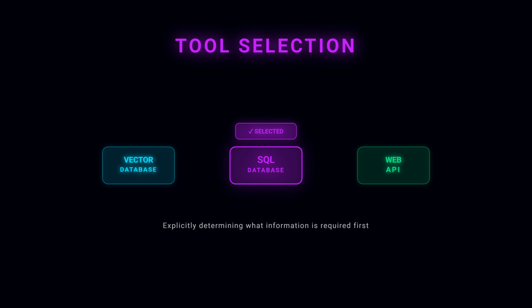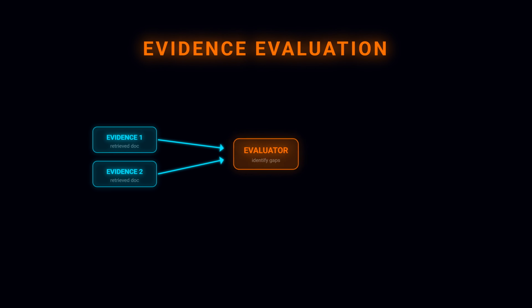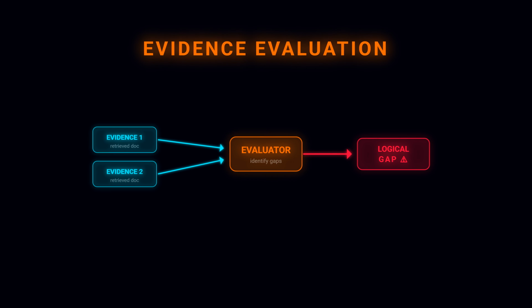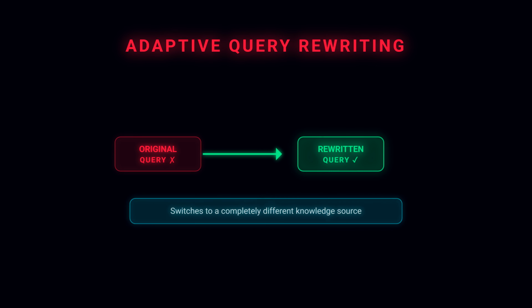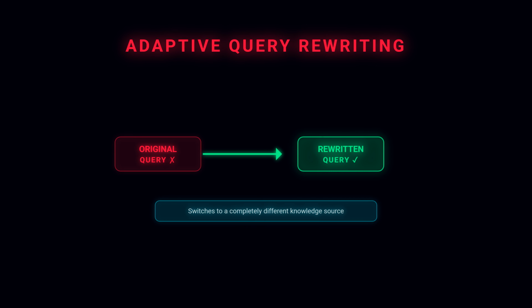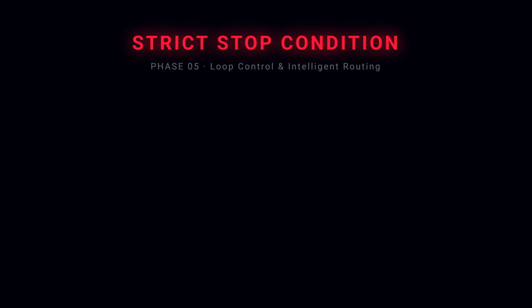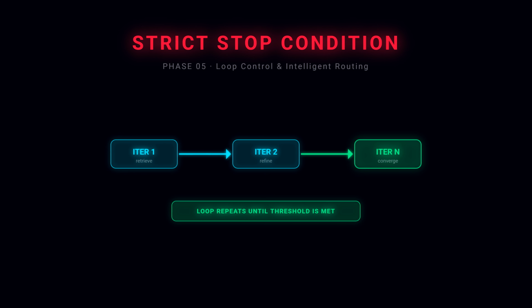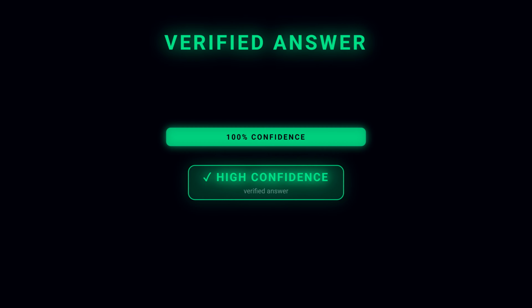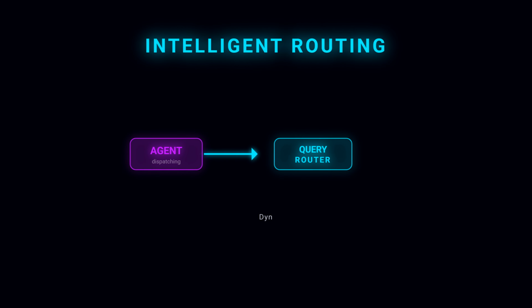Third, upon executing a retrieval action, the agent evaluates the evidence to identify logical gaps. Finally, if the initial retrieval is insufficient, the agent deliberately rewrites the query, requests clarification, or switches to a completely different knowledge source. This loop repeats continuously until a strict stop condition is satisfied, such as achieving a high-confidence verified answer. This operational superiority is rooted in mechanisms like intelligent routing and dynamic query formulation.